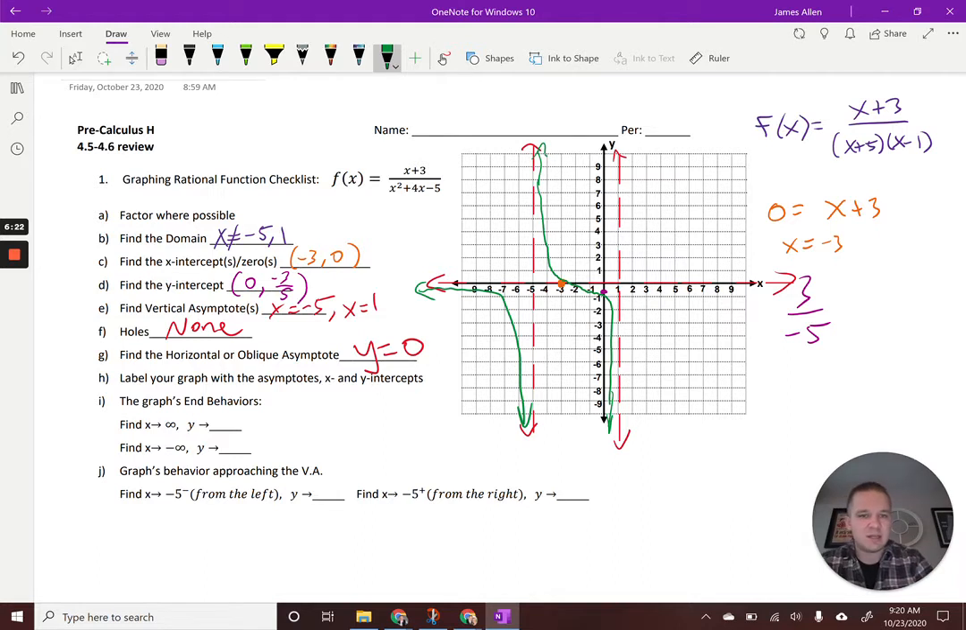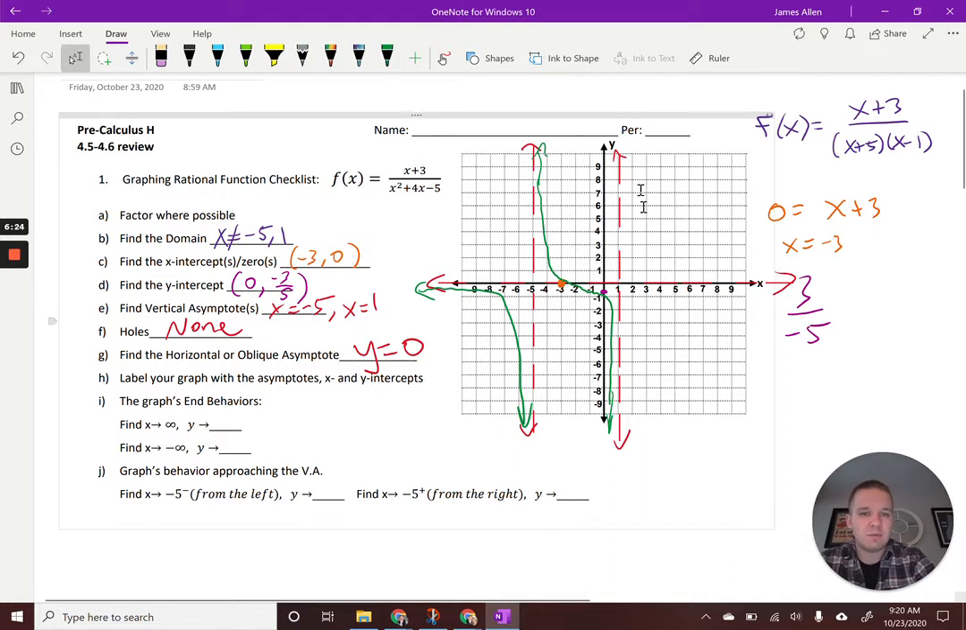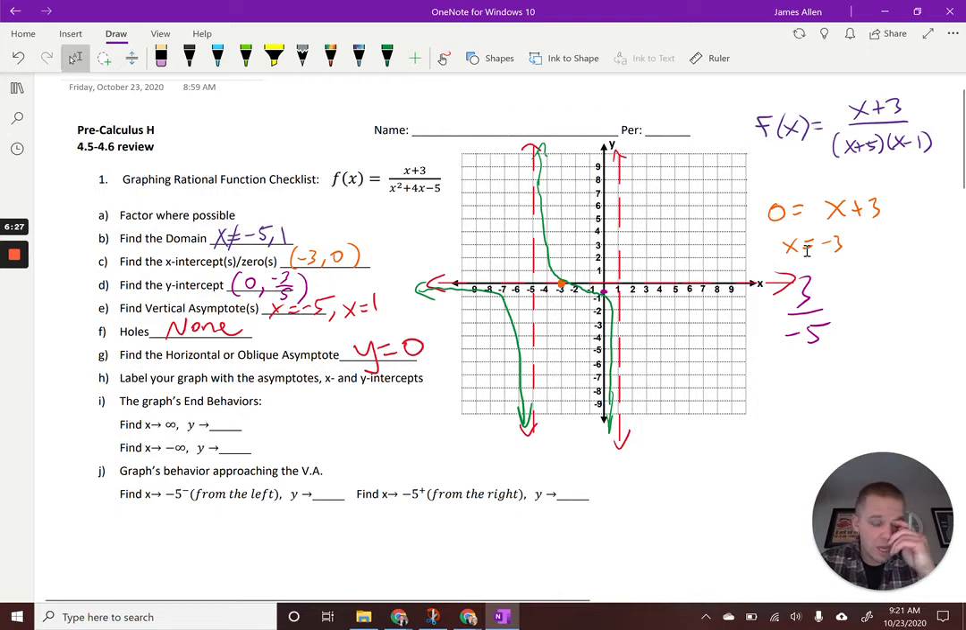And then same idea on the other side. I do know it's going to be up here in the first quadrant, but we could also do a check. 1.1 in there, I get positive, positive, positive. They're all positive. That means that it's going positive on that side of the vertical asymptote.